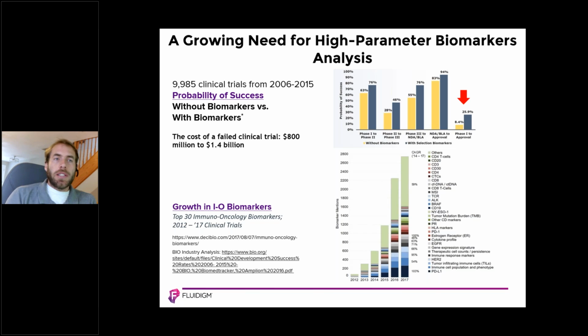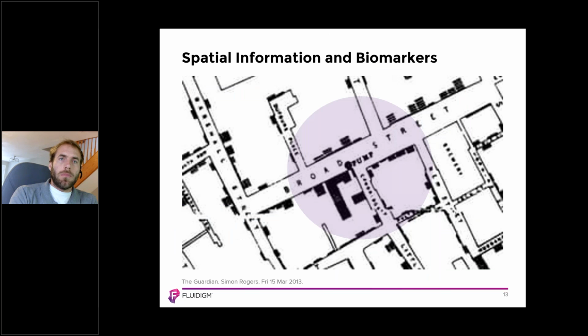And of course, that's reflected in the growth of immuno-oncology biomarkers that you've seen being published and looked at across clinical trials that have concluded and are currently ongoing. And not only is high parameter biomarker analysis essential in improving the current state of medicine, but it's also important in understanding spatial localization. So a biomarker can also include the spatial localization and how those cells or proteins might interact with other proteins in the surroundings.